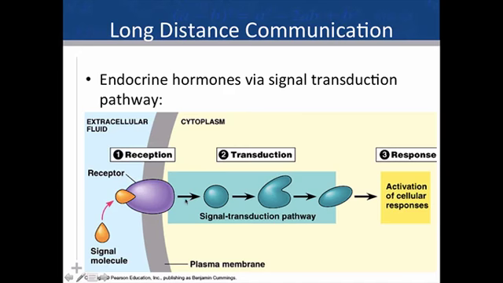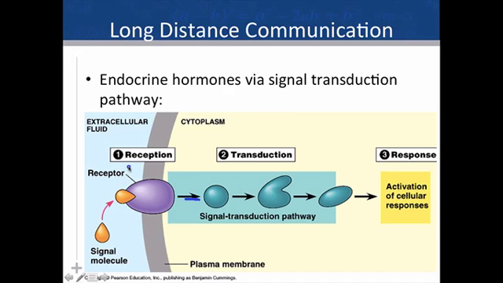Once reception has occurred, we get the transduction of the signal. Notice that the receptor and the signal molecules stay in place. They don't actually enter the cell, but the transfer of the information occurs through the signal transduction pathway. We see a change in this cellular component, which is typically a protein. It changes shape, and the shape change is ultimately going to result in a response.